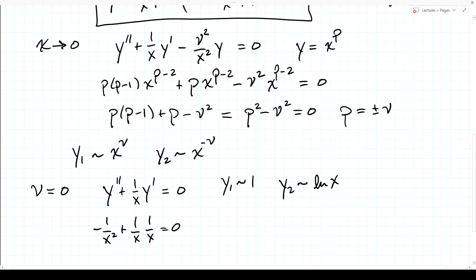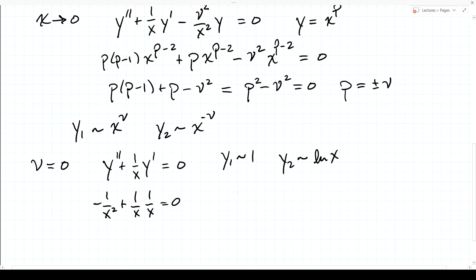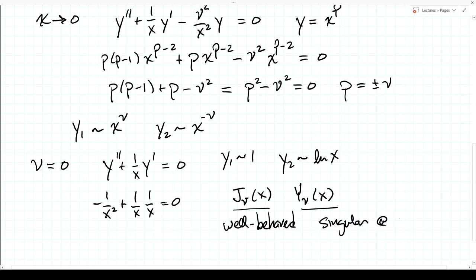And we'll see that indeed, when we look at this in a full analysis of this, we will get two functions. We'll call the first type Bessel functions of the first kind, J sub nu of x, and Bessel functions of the second type, Y sub nu of x. And this one will be well behaved, whereas this one will be singular at x is equal to 0. This is the one that will have either the logarithmic or the negative power behavior, and this one will have either a constant or positive power of x type of behavior. So that's the asymptotic behavior for small values of x.